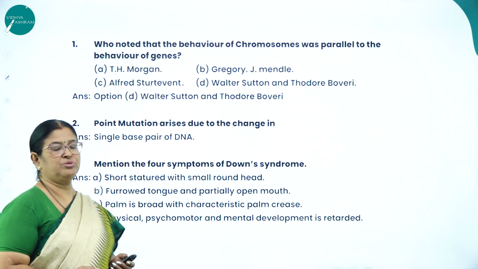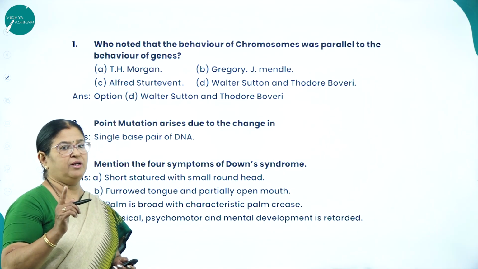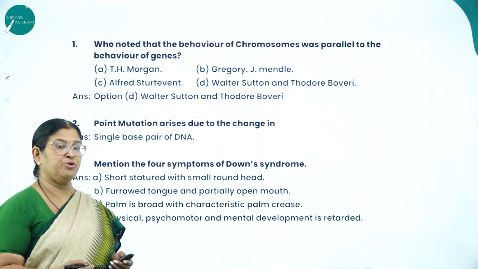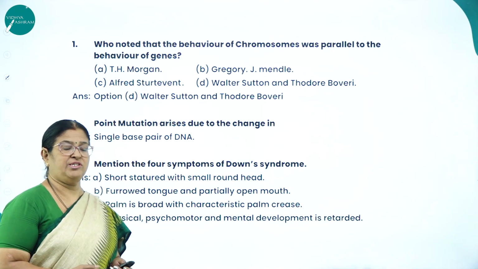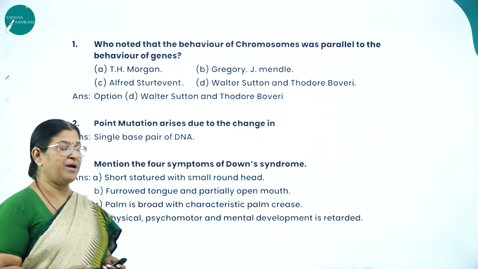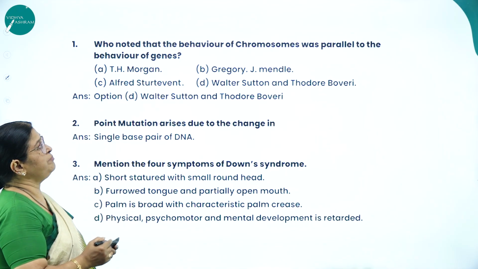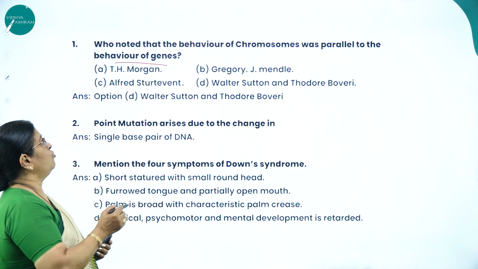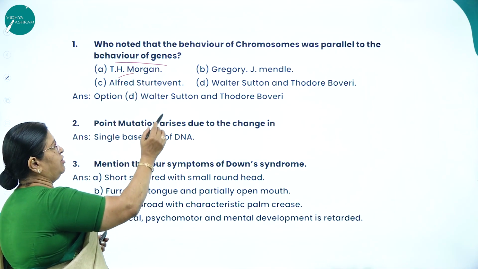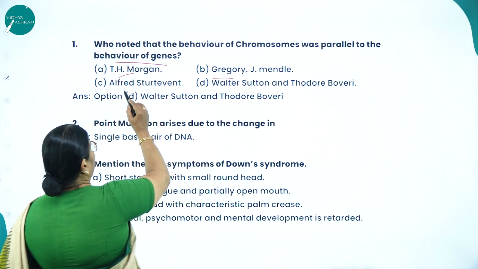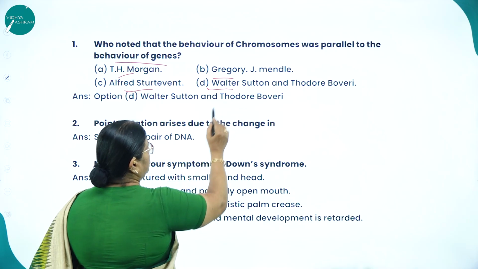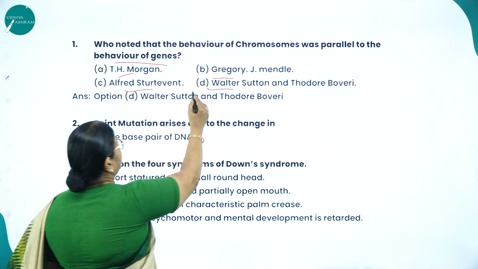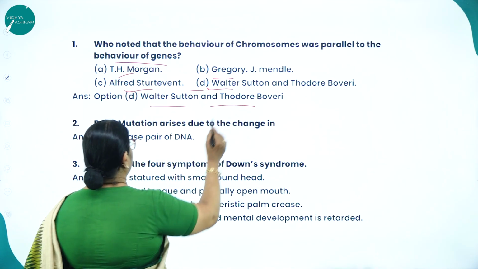Then moving on to the MCQs. I have quoted one MCQ, that is a multiple choice question, like what type of MCQs might appear from this chapter, which has a weightage of 14 marks. Who noted that the behavior of chromosomes was parallel to the behavior of genes? Was it T.H. Morgan, Gregor J. Mendel, Alfred Sturtevant, or Walter Sutton and Theodore Boveri? So the option is D, Walter Sutton and Theodore Boveri.